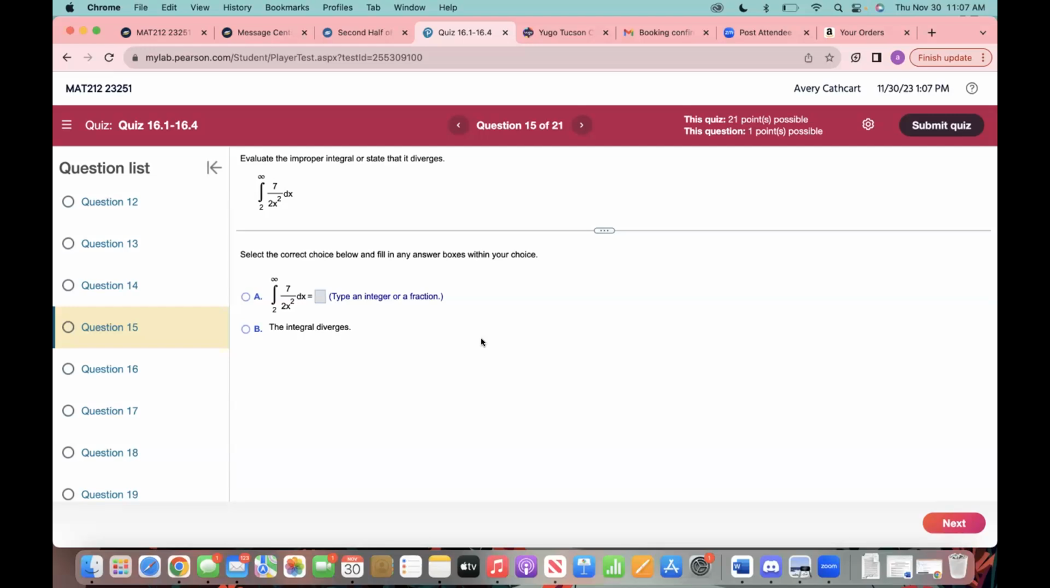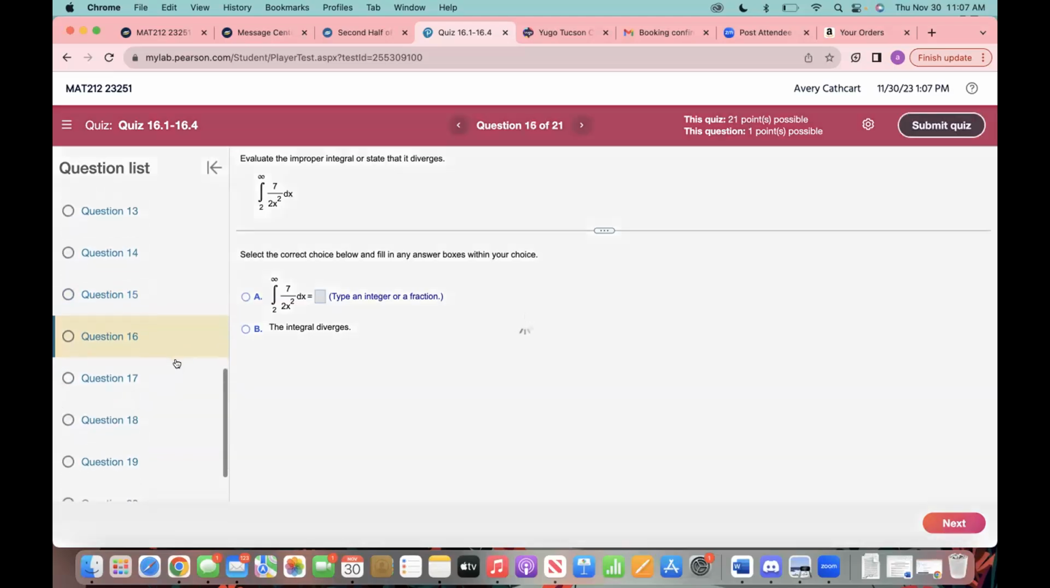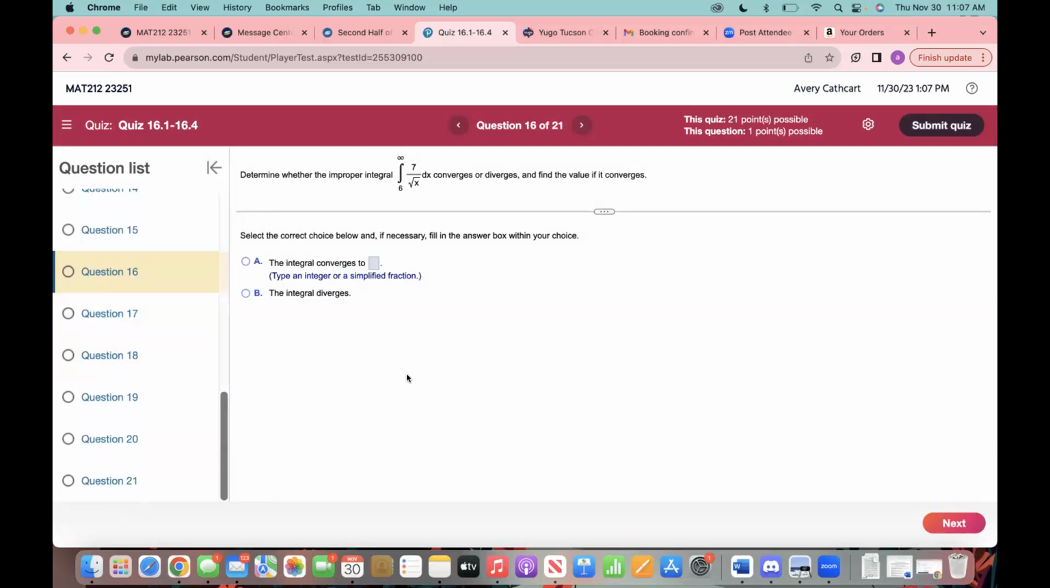Is it the infinite? Yes, you just have to put a big number in. You can go to the next. All right, this one diverges. You're gonna choose B there, and the reason is the square root of x on the bottom. That'll be your reason for that.